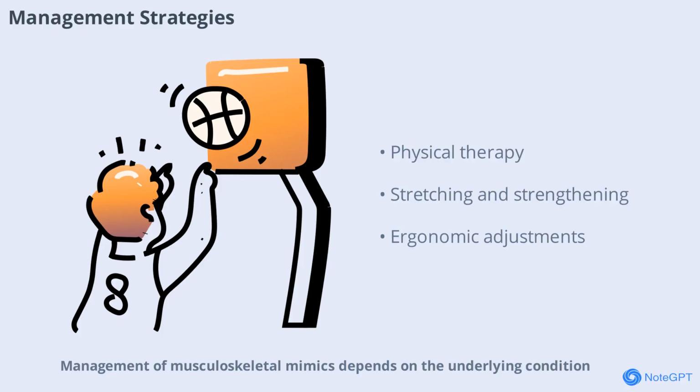Management of musculoskeletal mimics depends on the underlying condition. Common strategies include physical therapy, stretching, strengthening exercises, myofascial release, and targeted injections. Addressing postural issues and ergonomic factors is also crucial, especially for patients with work-related symptoms. For inflammatory or rheumatologic conditions, referral to a specialist for disease-modifying treatments may be necessary. The goal is to restore function, reduce pain, and prevent chronic disability.